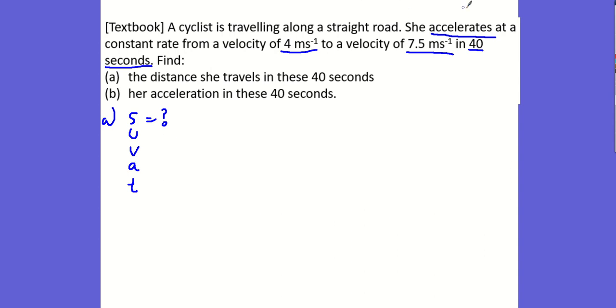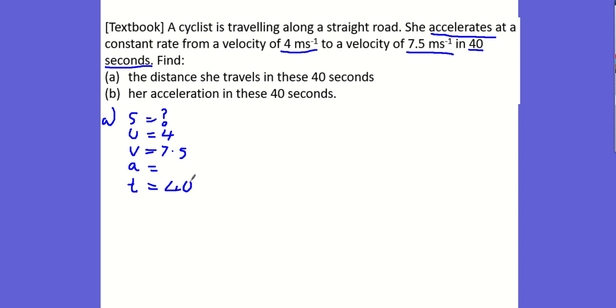U, the initial velocity, is what we start at, which is 4. V, my final velocity, is 7.5. And I'm making sure that all of my units are in standard units. I'm not using kilometers as opposed to meters, or mixing up my units. A, well, we don't really need A in the first part of the question. I'll save it for the second part, but the time that I take is 40 seconds. I'm going to put that in as well.